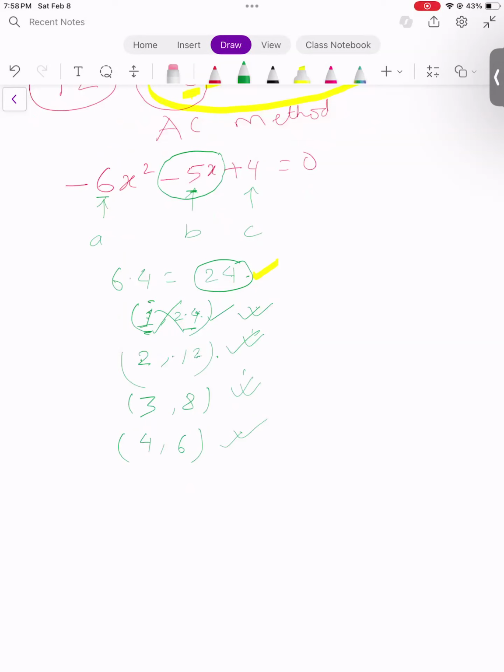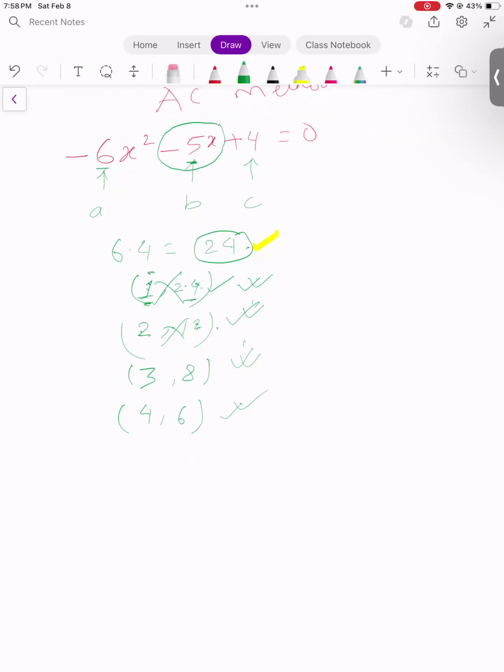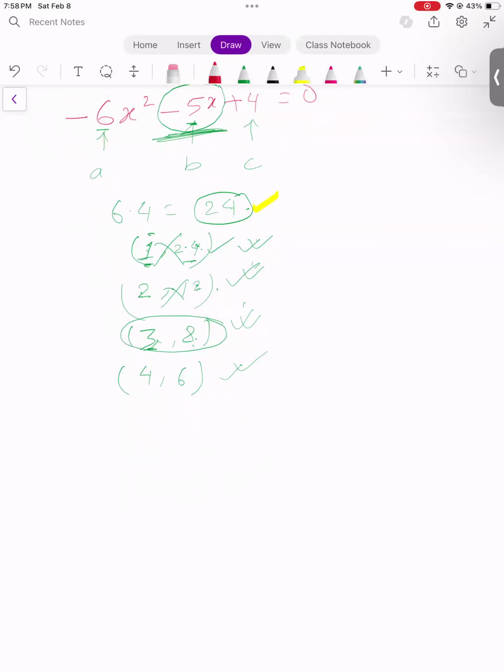2 minus 12 is 10. That's not what we want. Now we have 3 plus 8, 11. But 3 minus 8, that's negative 5. That's what you want. So we will pick the numbers 3 and 8 to rewrite this middle term. So here, negative 6x squared.